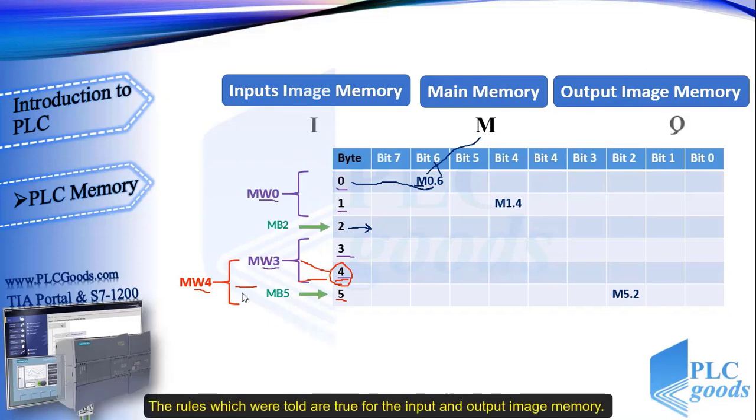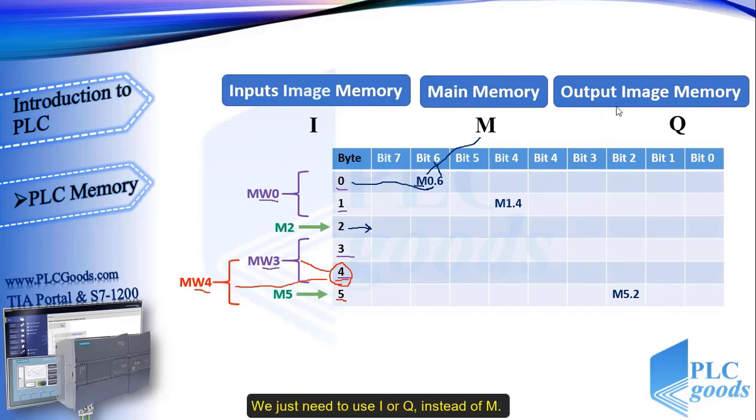The rules which were told are true for the input and output image memory. We just need to use I or Q instead of M.